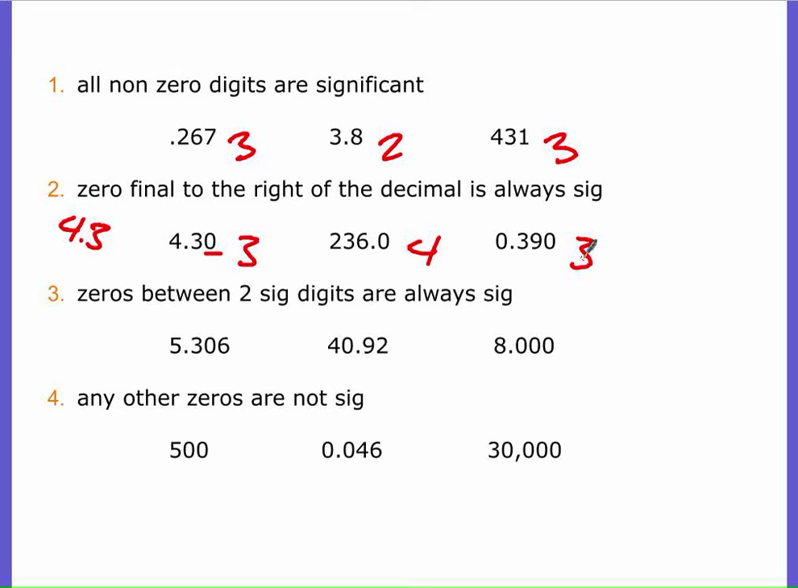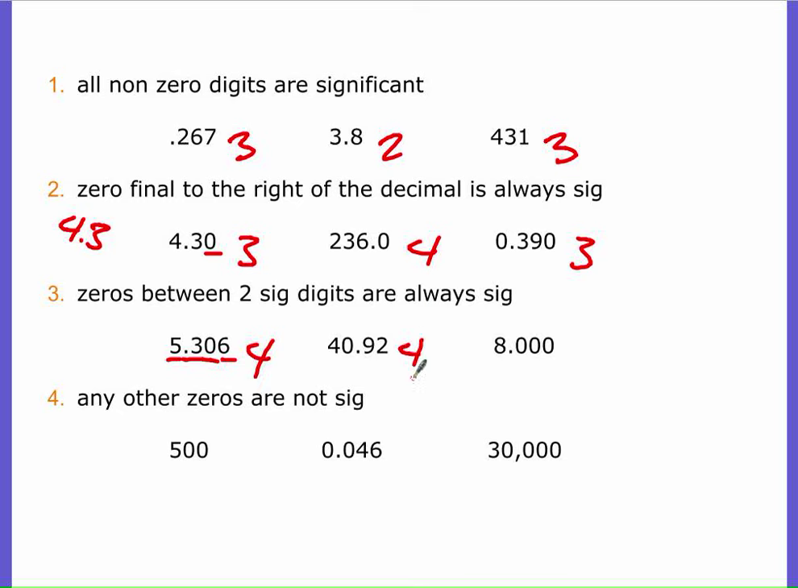Rule number 3, zeros between 2 significant digits are always significant. So in this first number here, 5.306, 5 is significant, 6 is significant from rule number 1. They're non-zeros. So everything in between also has to be significant. If a 0 is trapped by other sig figs, it counts. So this first number has 4 sig figs. The next number, 40.92, also has 4 sig figs.